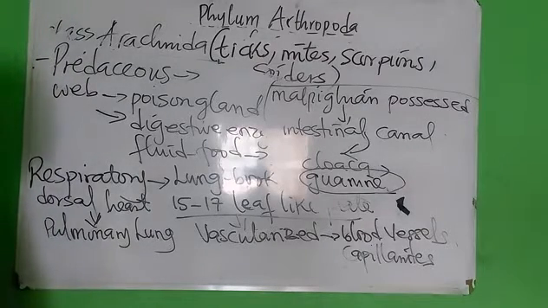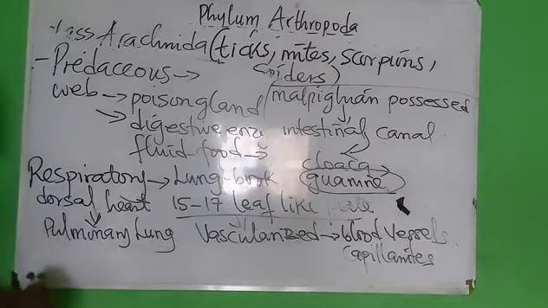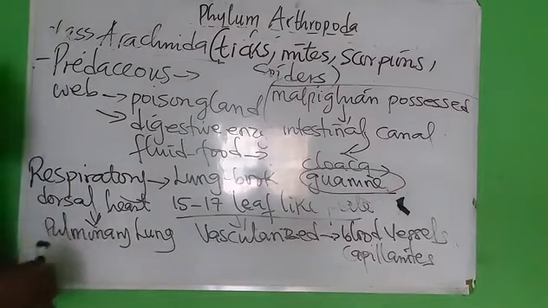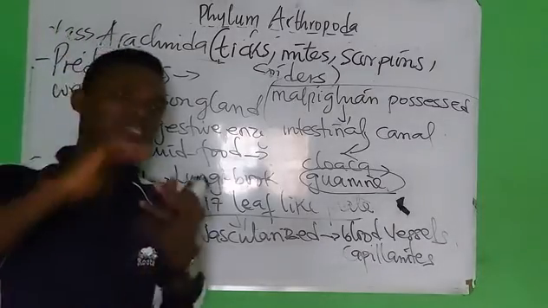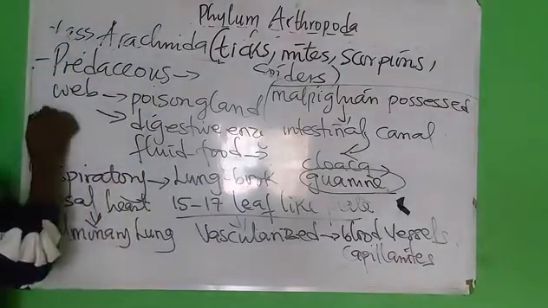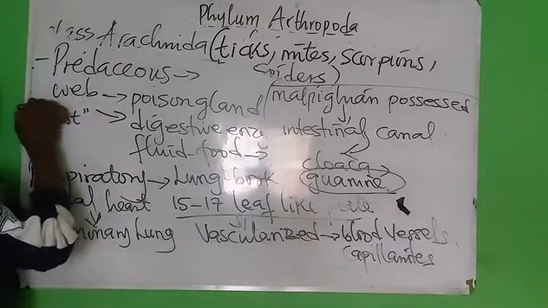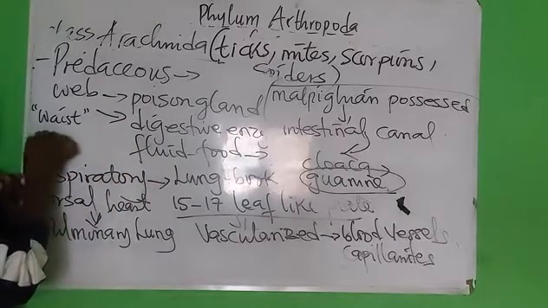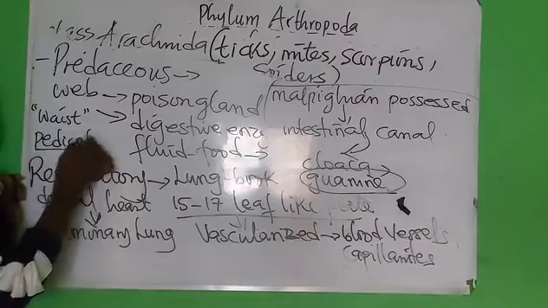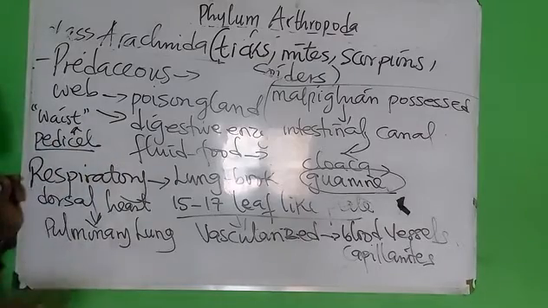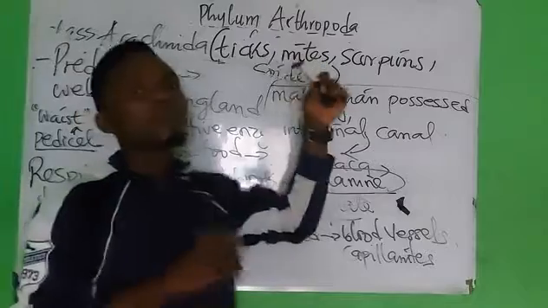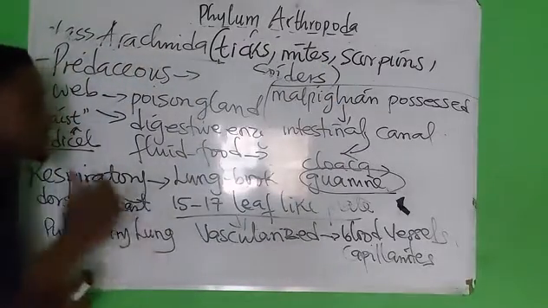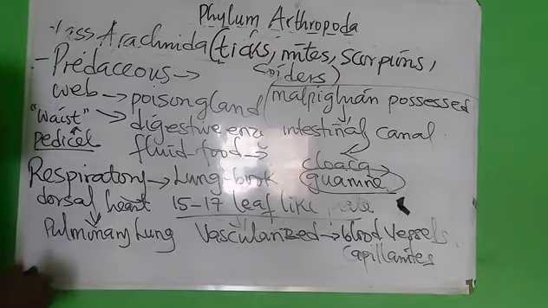Is there any other part I've not dropped? I forgot to say this. The prosoma and the opisthosoma are separated by a waist. The waist that separates the prosoma from the opisthosoma is called the pedicel. The pedicel is that structure that separates the prosoma from the opisthosoma. Take note of that. It is very, very important.